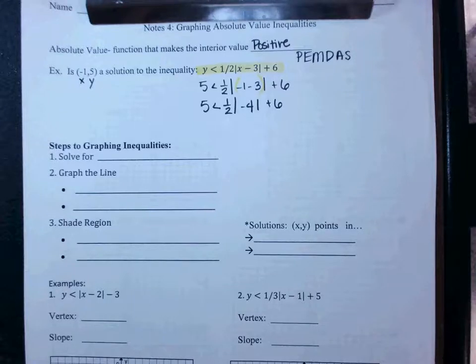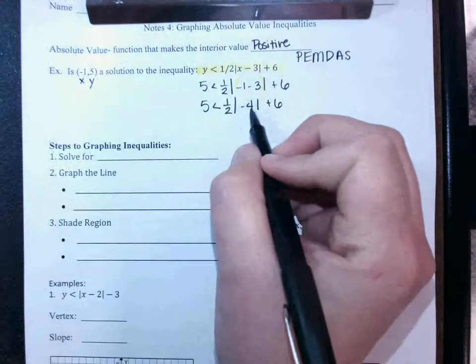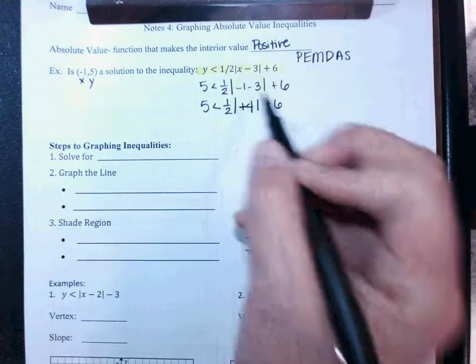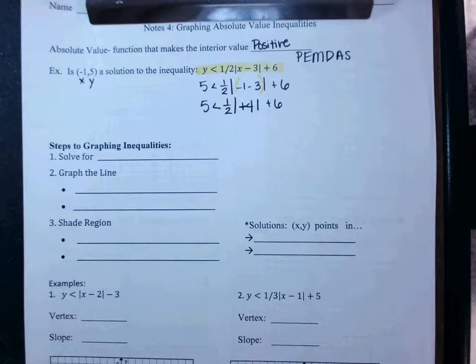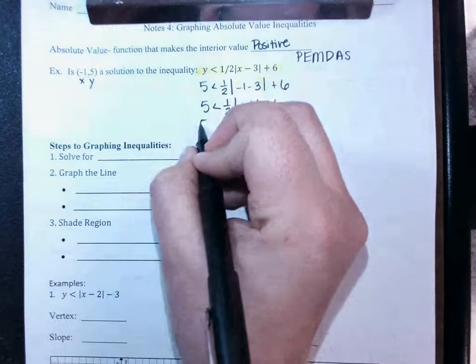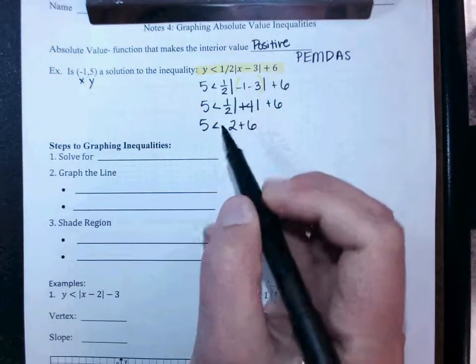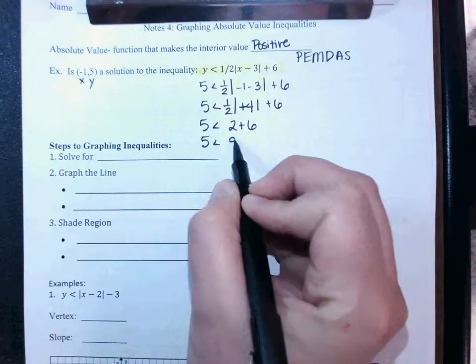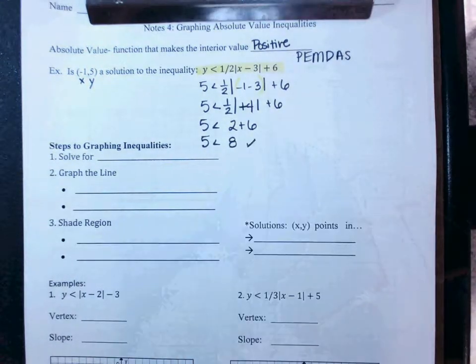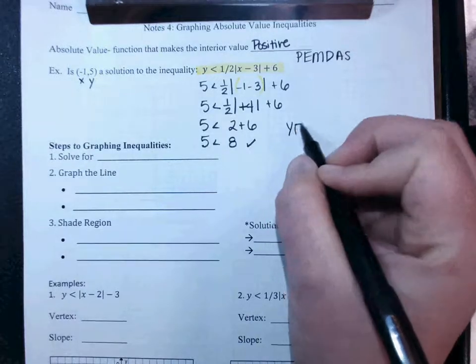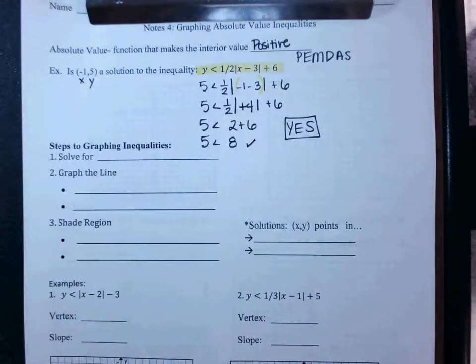But then what happens is that those absolute value bars take whatever is inside them and they switch it to a positive. So if this is a -4, because of these bars, not anymore. It turns positive. What is half of 4? 2. What's 2 plus 6? 8. Is 5 really less than 8? Yes. Then is it a solution? Yes. If it's already positive, you just leave it.